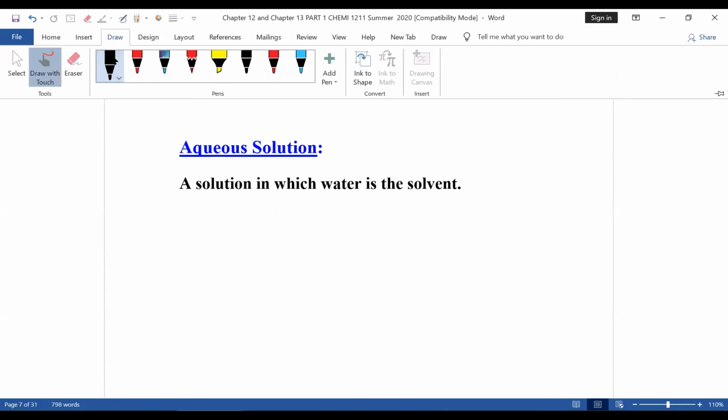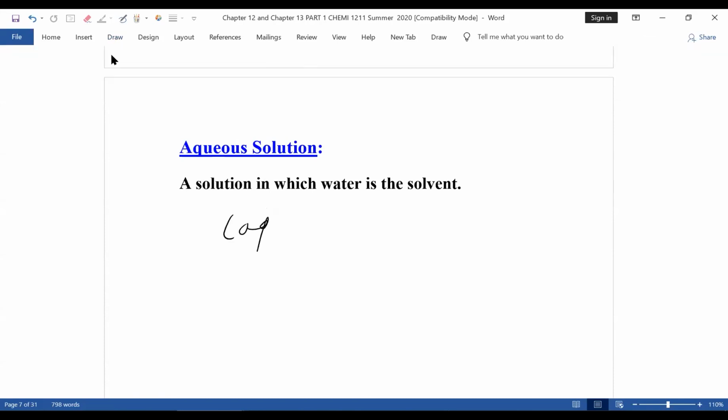You'll see the letters bracket, AQ, close bracket. That's a better Q. And this means you have an aqueous solution. Aqueous solution immediately tells you the solvent is water. If I tell you I have an aqueous solution of hydrochloric acid, what do you know? The solvent is water.